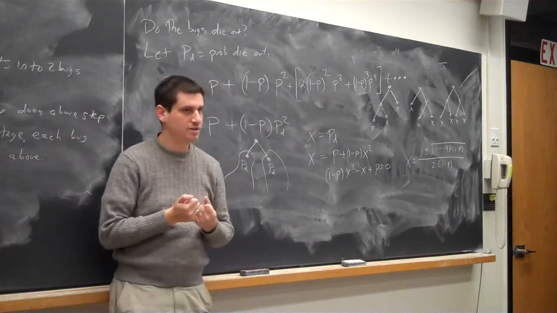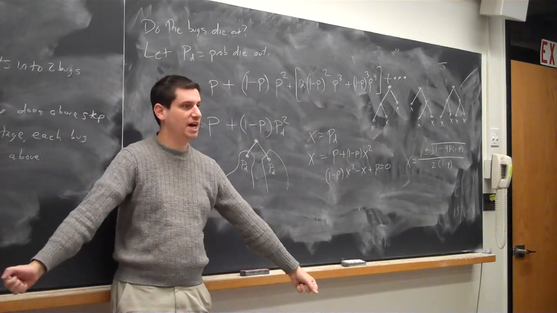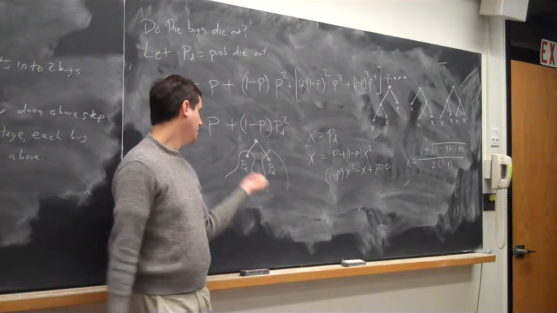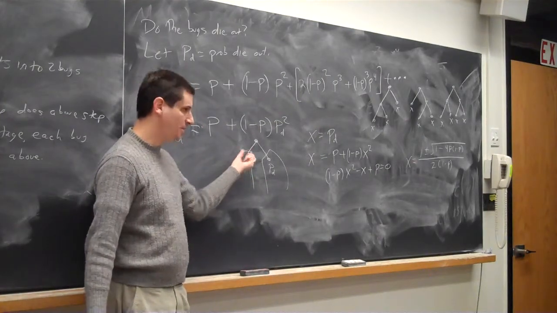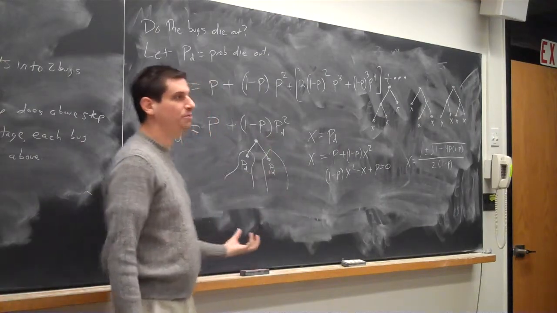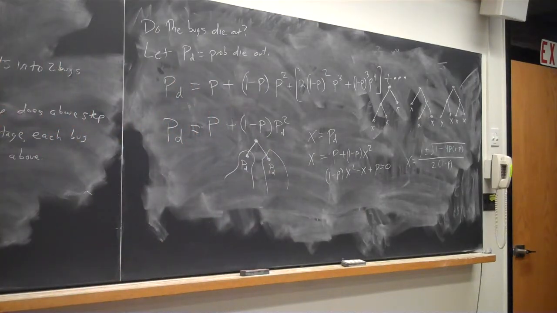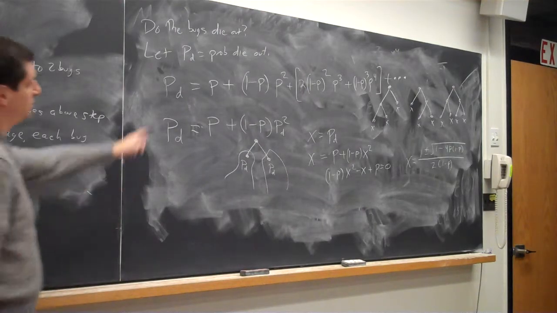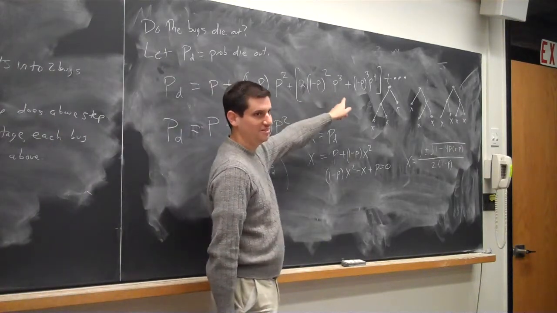That one bug has its line eventually dying out. At this point, I just want to know what's the probability that this line dies out, what's the probability that this line dies out, what's the probability both lines die out. It's just going to be PD squared. And so this will give us that monster formula.